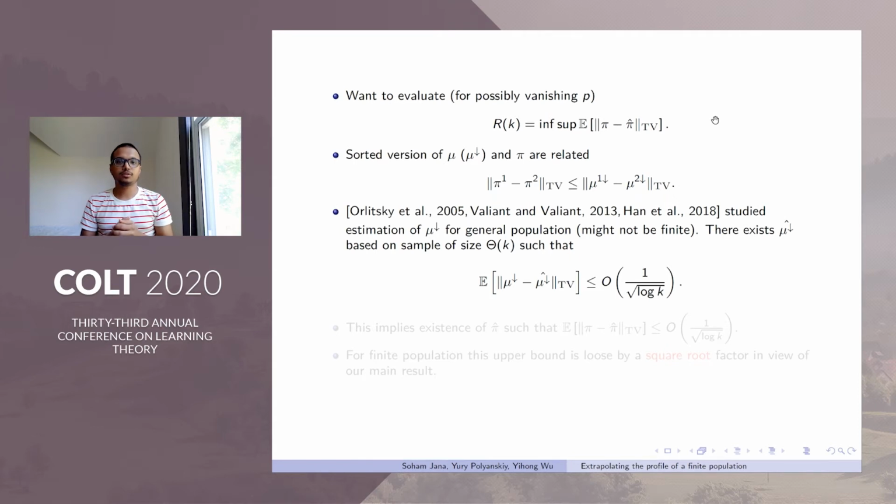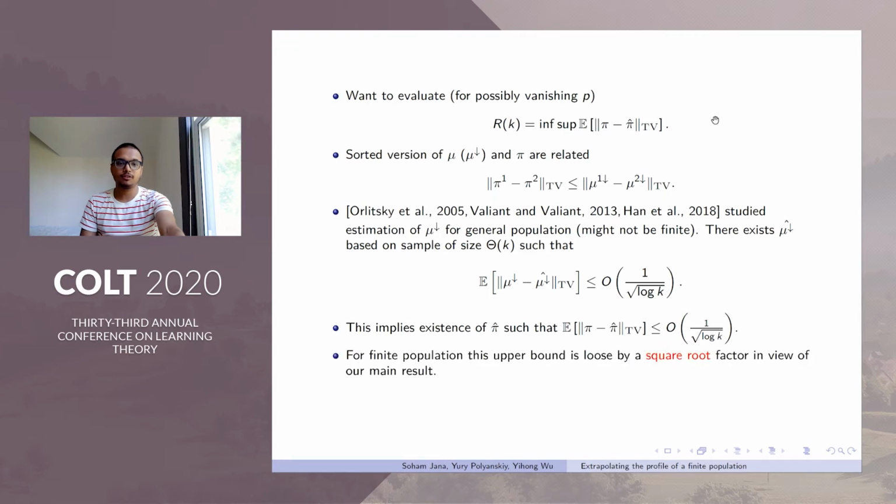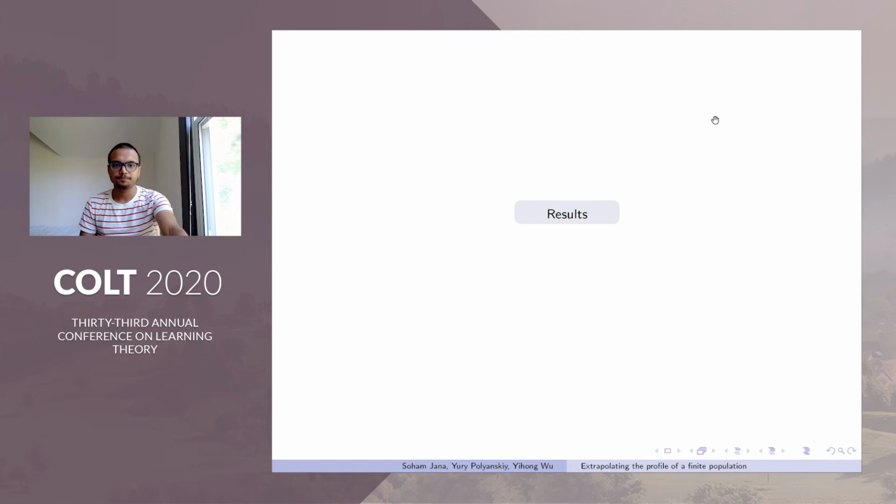Valiant and Valiant 2013 showed that for general population, we actually can estimate the sorted version within a risk of 1 over square root of log k, which implies that for estimating pi also, there might exist a good estimator which gives us risk no more than 1 over square root of log k. But note that this result has been established for general population where the population size can be infinite. For finite population size, we show that we can actually improve upon this result by a square root factor.